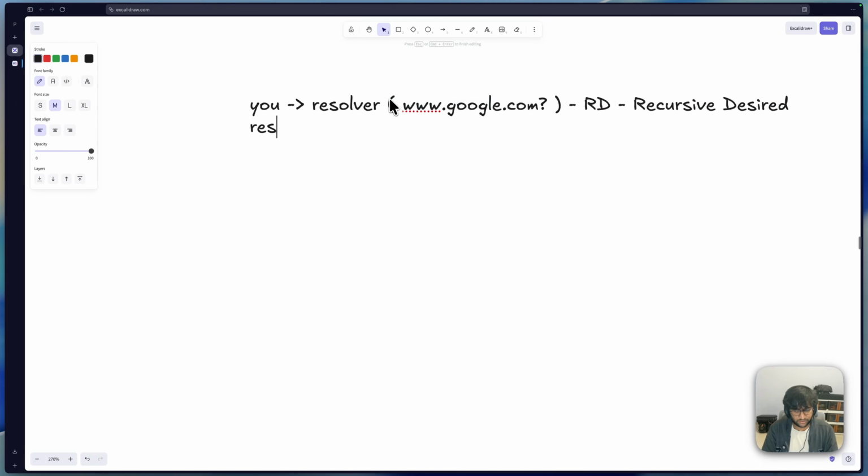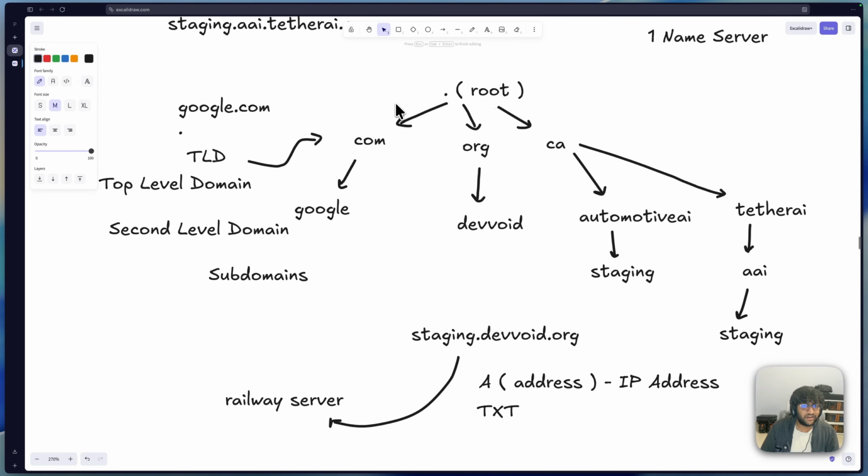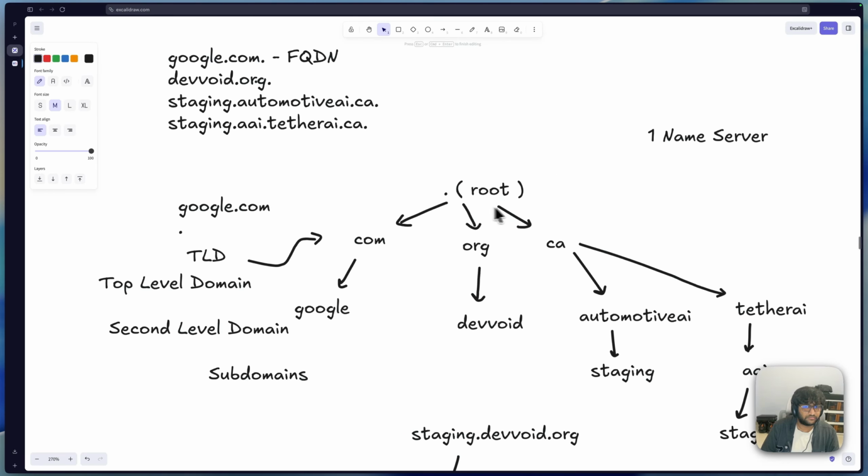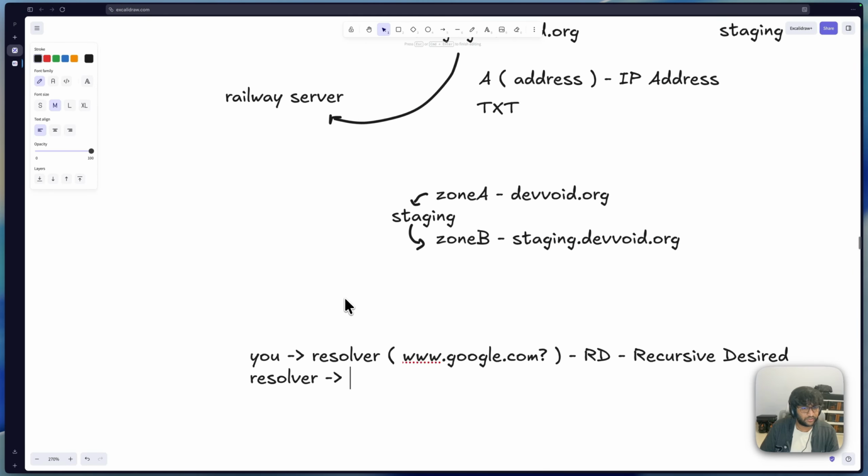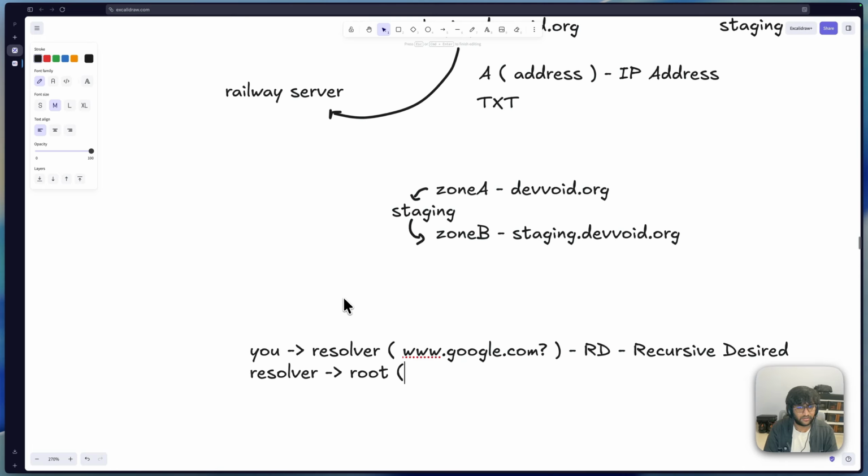The resolver will always go to the tree, where does it go first? Root. This is what's there in the resolver. The resolver will go to the root. It goes to the root and says, are you google.com? www.google.com.